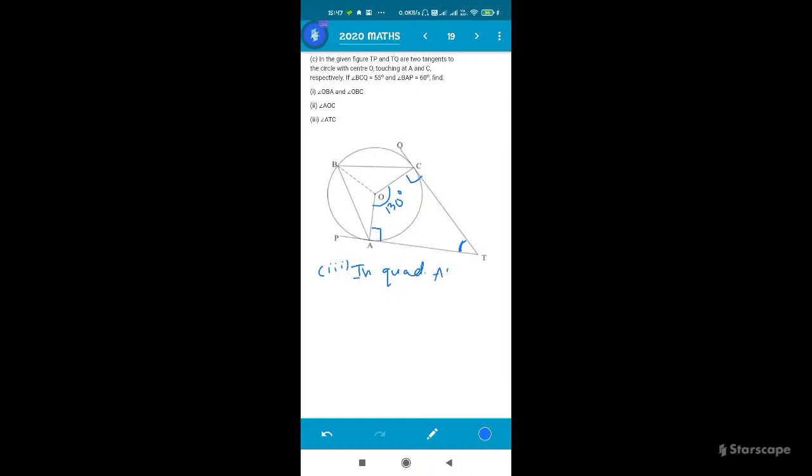AOCT. Although quadrilateral is not a part of the syllabus of class 10, since you have learned about quadrilaterals in class 8 and 9, it is very important that you retain it in your memory, because it will help you to do these questions. So we have 130 degree plus 90 degree plus 90 degree plus x, let me take this as x, is equal to 360 degree. The reason will be the angle sum property of a quadrilateral. Now if you solve this equation, you will get the value of x as 50 degree. So the value of angle ATC is 50 degree. So this is the answer.